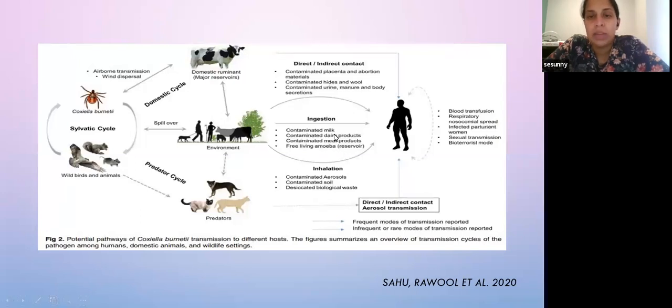There's ingestion of contaminated milk, contaminated dairy products, contaminated meat products, and then inhalation, so contaminated aerosols, soil, or desiccated biological waste. And then these are from human to human, so blood transfusions, respiratory nosocomial spread, infected pregnant women, sexual transmission, and bioterrorist mode. So this is just to keep in mind that there seem to be quite a few environmental reservoirs that will be important to consider when we discuss prevention strategies for Coxiella burnetii.